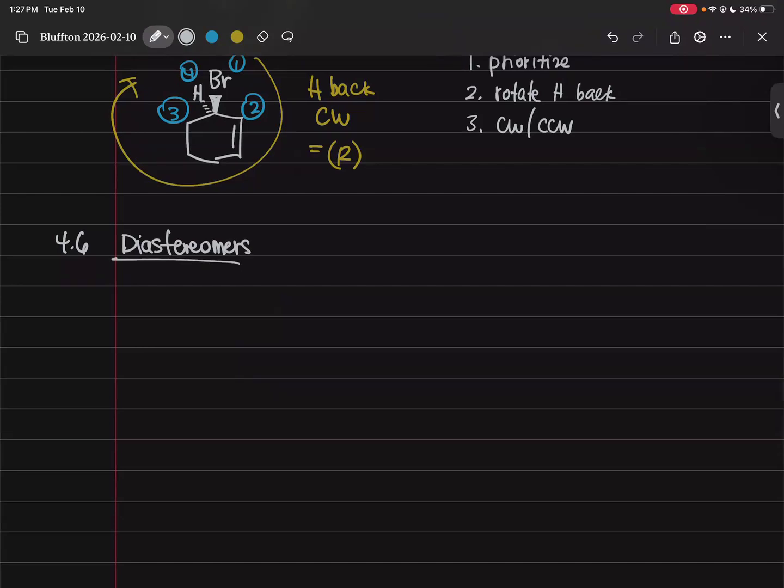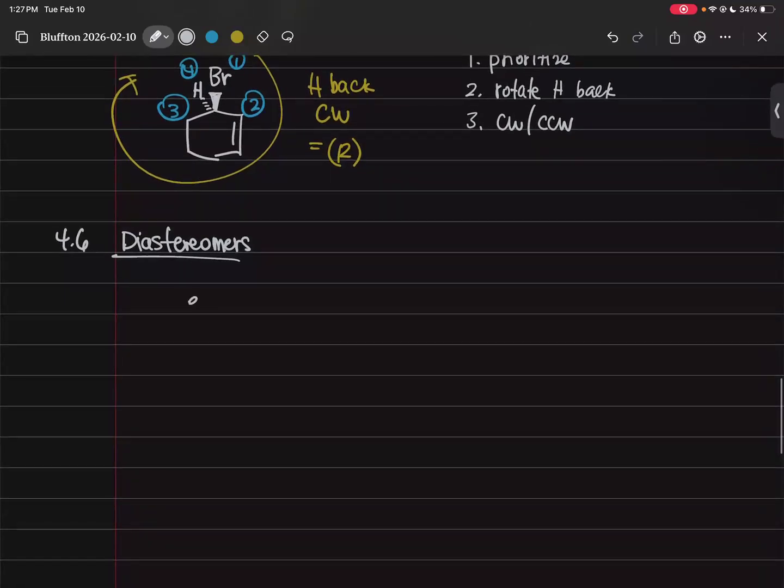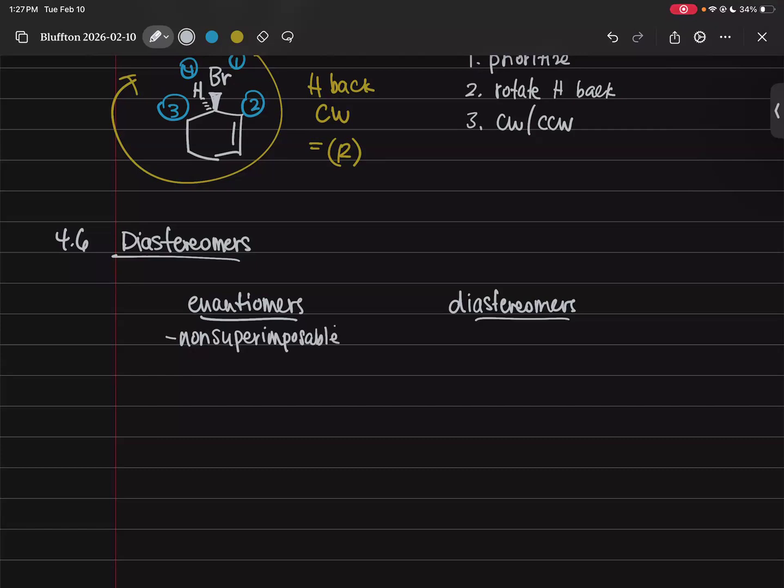The relationship between those may be diastereomers. Okay. And to explain what a diastereomer is, we really need to make a comparison chart. And so this will also help us, I think, with enantiomers. Okay, so enantiomers versus diastereomers. So they are both non-superimposable on each other.